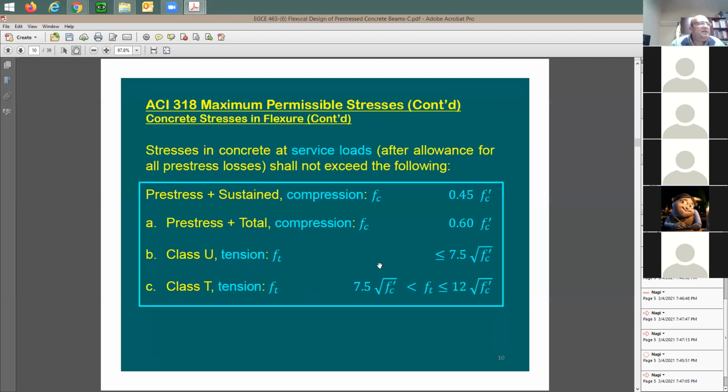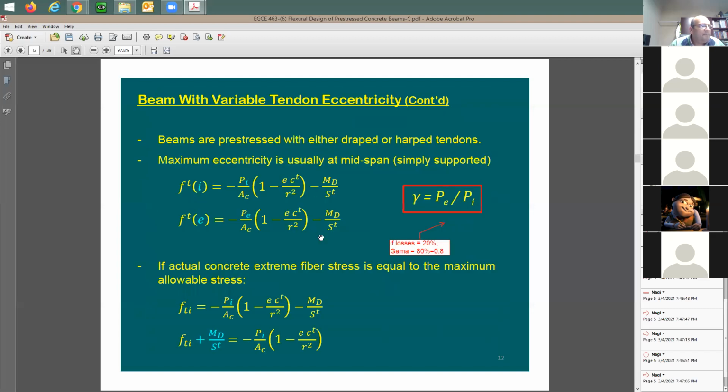What is this FC again? Just FC, not FC prime. This is going to be the allowed compressive stress when you have the service load, and then you're going to have here PE. Same thing. What is FT? The allowed tensile stress in the concrete for the service load condition, which means at that time you're going to have also PE.